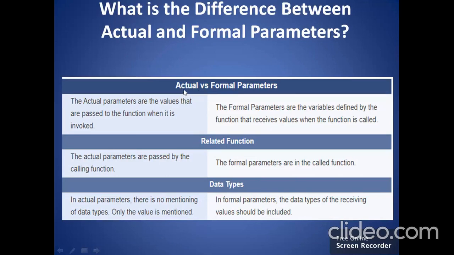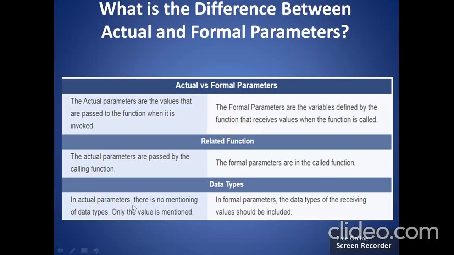Next, we will do a revision about actual and formal parameters. Inside the function elements, we use these actual and formal parameters. At first, we move to actual parameters. The actual parameters are values that are passed to the function when it is invoked. That means the actual parameters are present inside the function call. The specialty of the actual parameters is that here we are not mentioning the data types. Here only the value is mentioned.